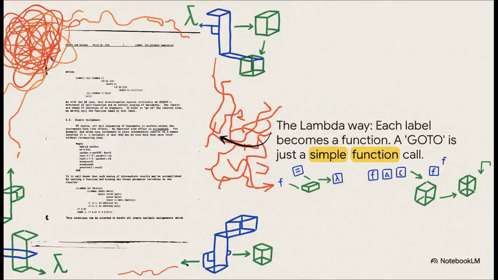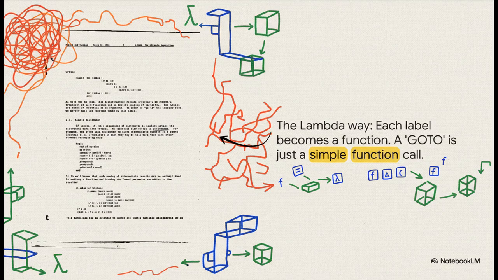Now, this translation is just brilliant. In the Lambda world, each label, like L1 or L2 in the code, just becomes a function. So a goto L1 isn't some crazy jump across your code anymore. It's just a simple call to the function named L1. And just like that, the tangled spaghetti code becomes this clean, predictable flow of function calls.